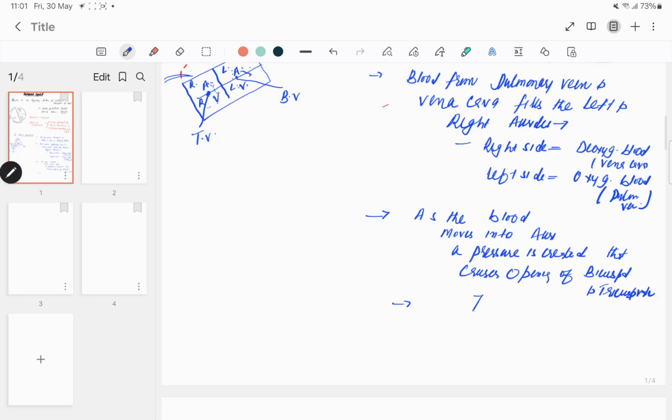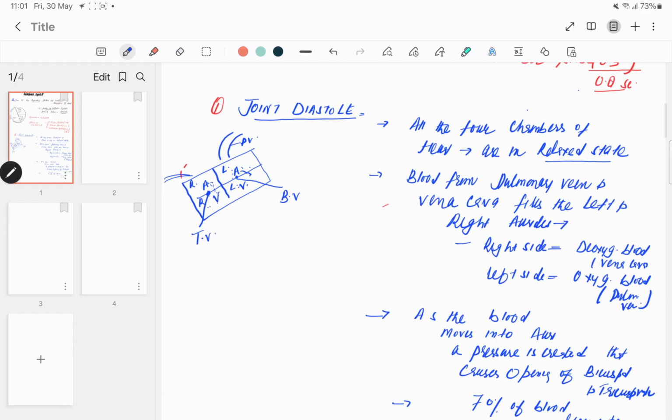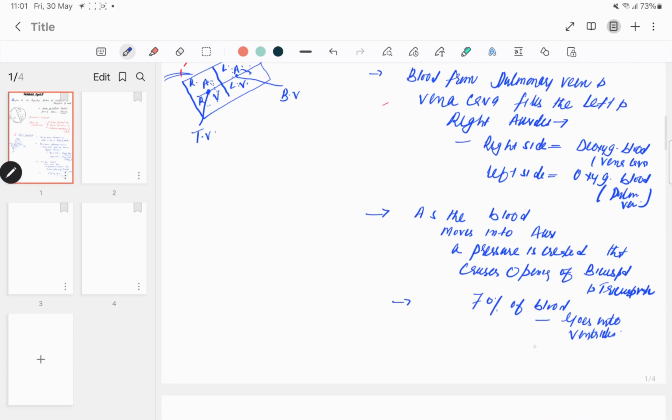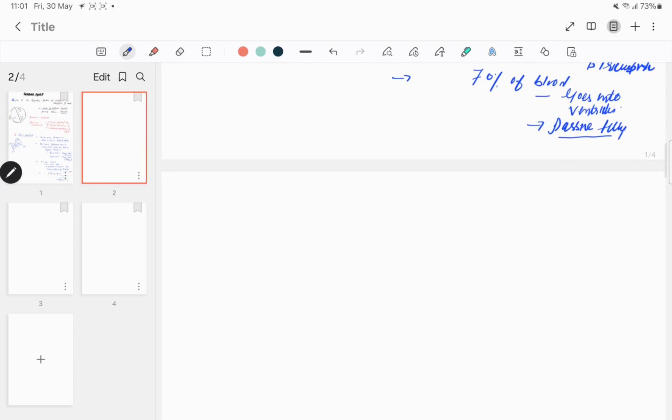So 70% of the blood goes into the ventricles during joint diastole. This is also termed passive filling. Why is this known as passive filling? Because there is no contraction of the heart.